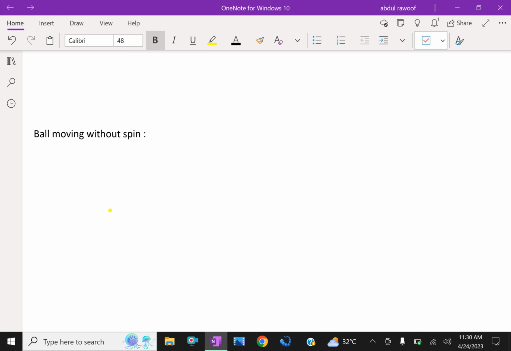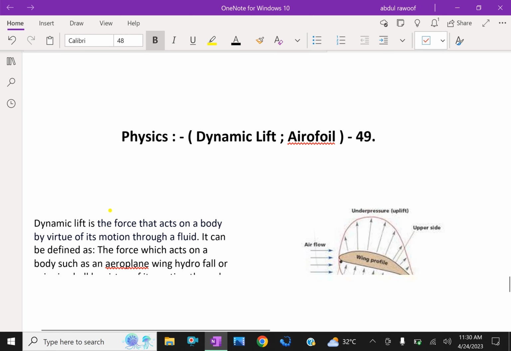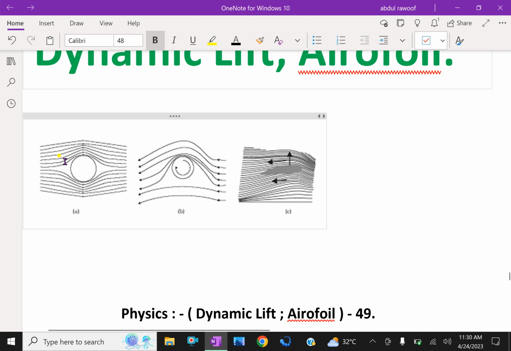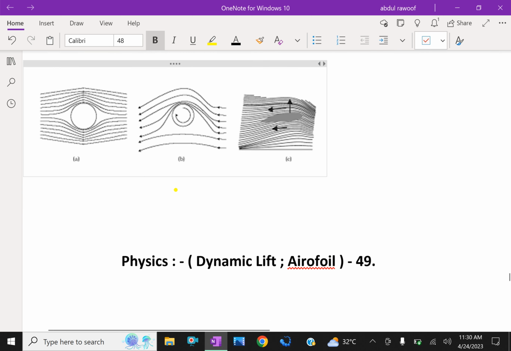From the symmetry of streamlines, it is clear that the velocity of the fluid, that is air, above and below the ball at corresponding points is the same, resulting in zero pressure difference. The air, therefore, exerts no upward or downward force on the ball. That is the first case. The second case is the ball itself spinning.